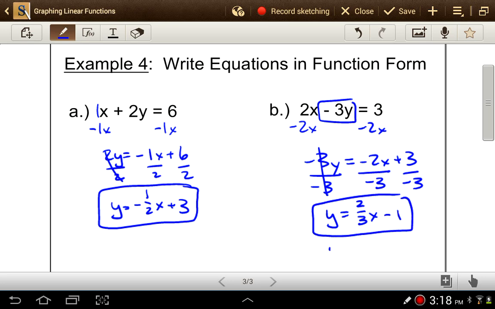Okay, if you write this, this would also be acceptable. That's okay if you use a plus -1, that's fine also. Okay, and that's how you do those.